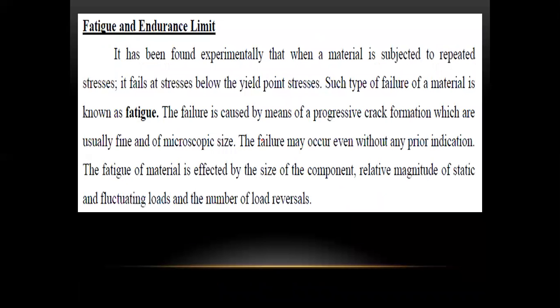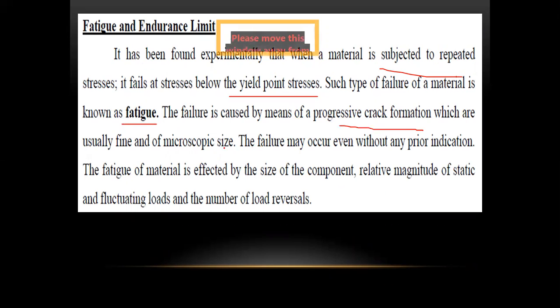Next, fatigue and endurance limit. It has been found experimentally that when a material is subjected to repeated stresses, it fails at a stress below the yield point stress. Such type of failure of the material is known as fatigue. The failure is caused by progressive crack formation, which is usually fine and of microscopic size, and the failure may occur even without any prior indication. The fatigue of material is affected by the size of the component, the relative magnitude of the static and fluctuating loads, and the number of load reversals, right?